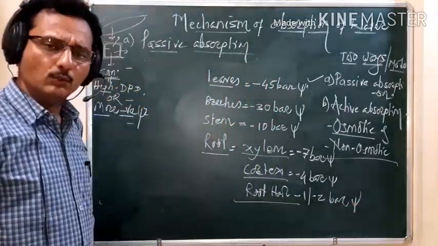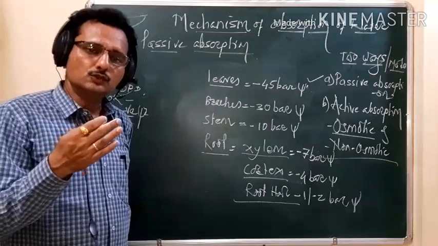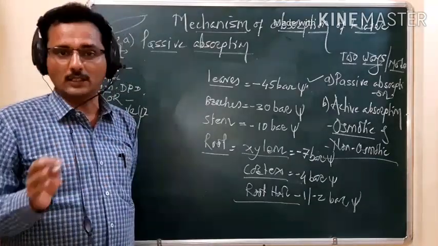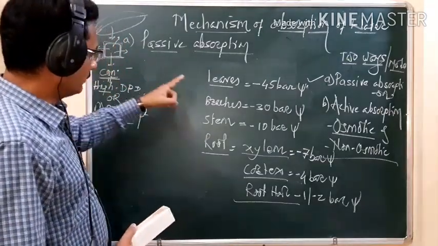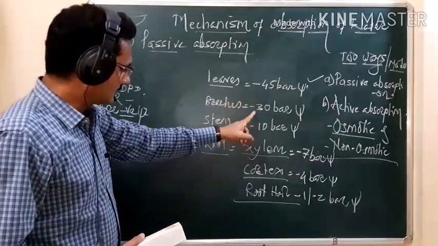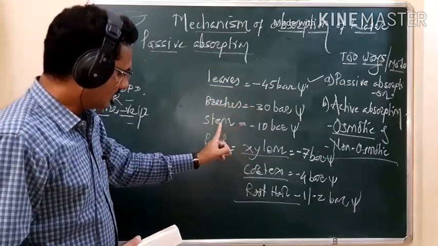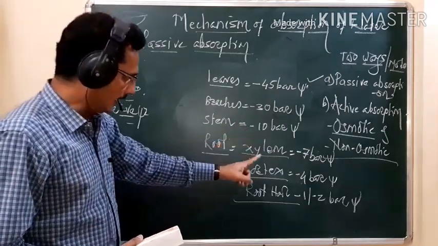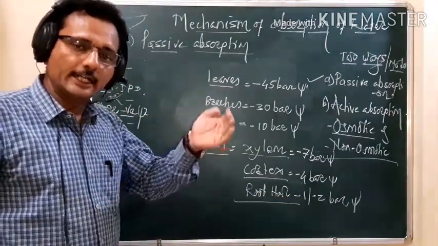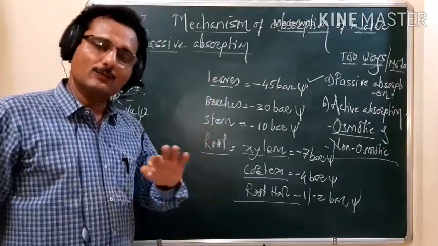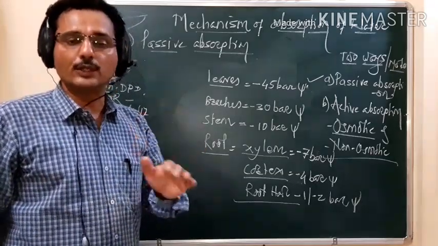So what is the movement of water with respect to the water potential? Remember, student, the water moves from the less negative water potential to the more negative water potential. How is that water potential developed? Because of transpiration. In the leaves, they have the more negative water potential. In the branches, they have the less negative water potential as compared to the leaves. Then in the stem, again less negative, again less negative. Such a gradation of decrease in the level of water potential is called the negative water potential gradient.